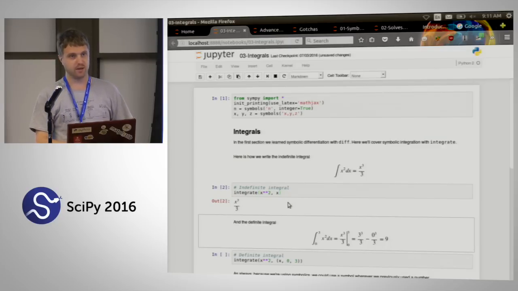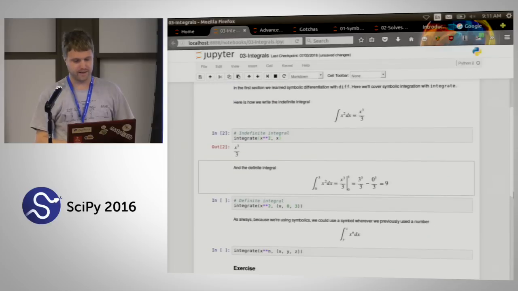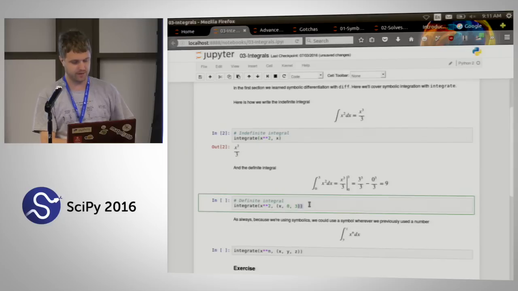And just to note that SymPy doesn't add any kind of plus C or anything like that. So it's just assumed that you already know about that. And then for definite integrals, for example, the integral of x squared from 0 to 3, instead of passing the variable, you pass a tuple, which is the variable, the lower limit, and then the upper limit.